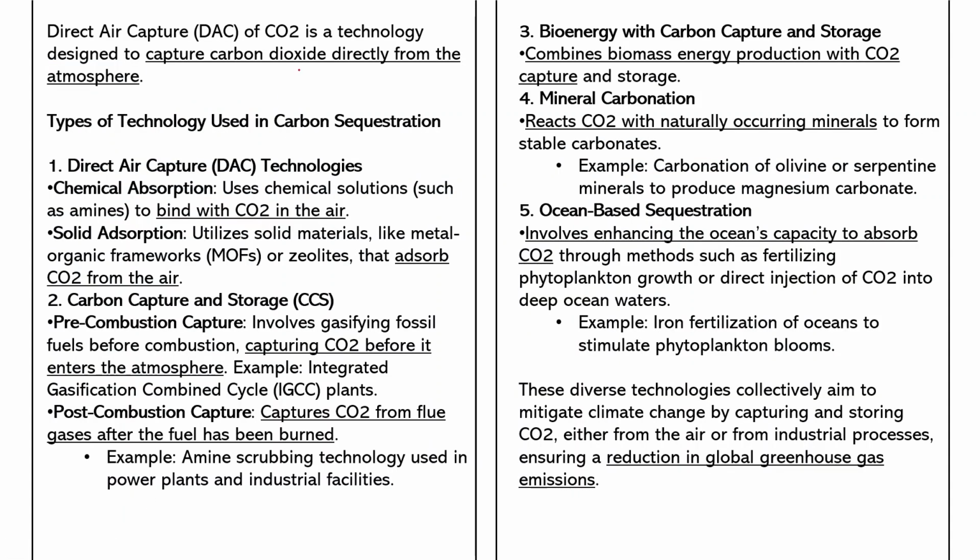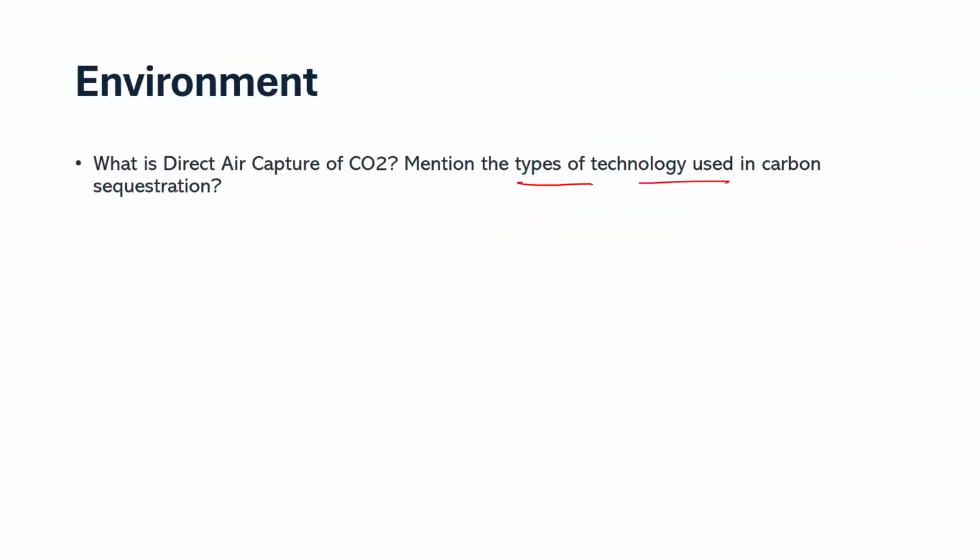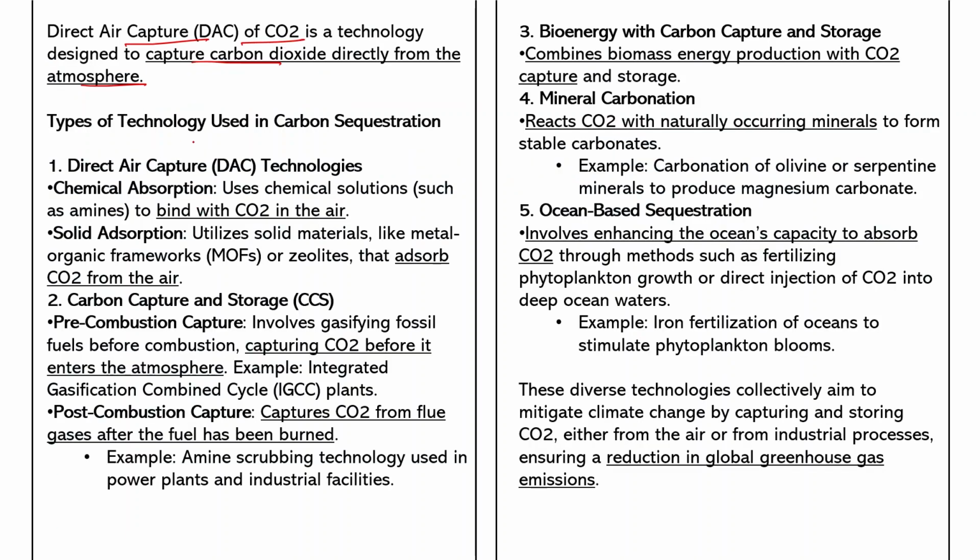So first you write about direct air capture. What is direct air capture? Capturing carbon dioxide directly from the atmosphere, right? You know, carbon dioxide is a greenhouse gas. So one of the technologies is direct capture of carbon dioxide for reducing carbon emissions, right? So then they are asking about types of technology used in carbon sequestration. So in the types of technologies, again you can elaborate on direct air capture of carbon dioxide. So there are different ways: using chemicals to bind CO2 in the air, or using solid absorption. Adsorption means if you have a surface, if the carbon dioxide is going to be deposited on the surface, that is called as adsorption, right?